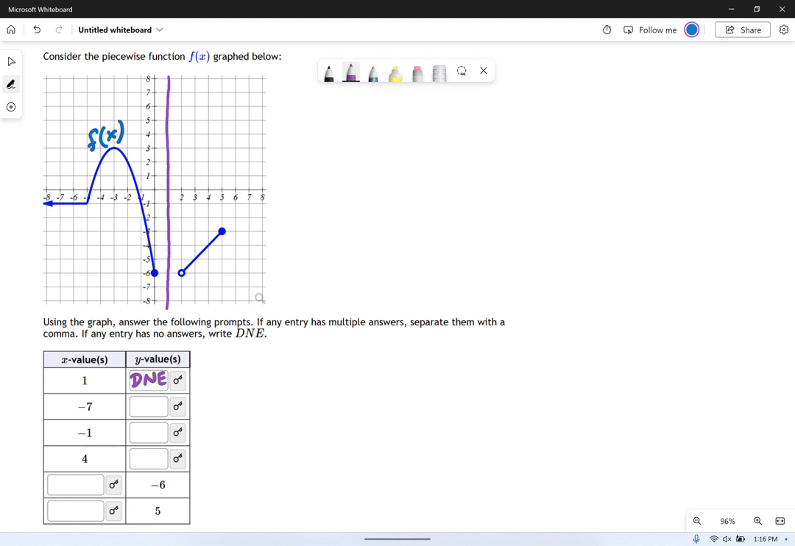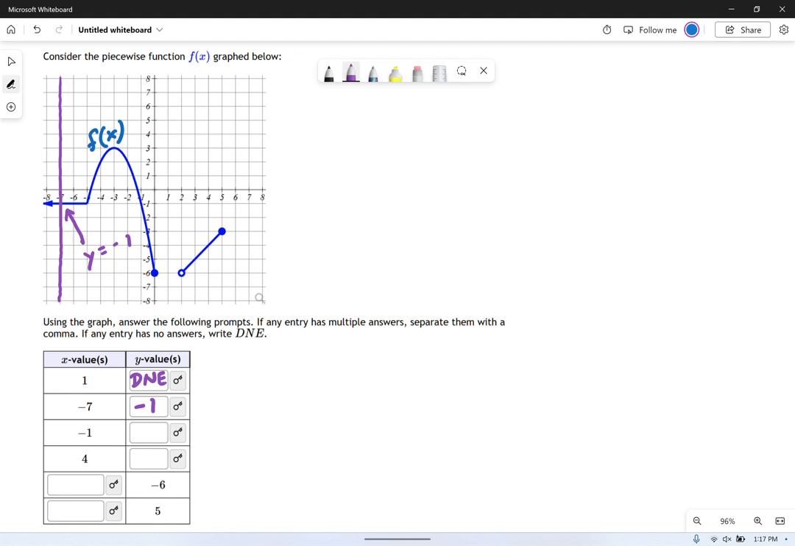Now, if I try x equals negative 7 as a different idea, that's over here. I see the x values of negative 7 are on that line, and my function right here has a y value of negative 1. So I will put that in here for my y value. And you work your way through the problem one step at a time this way.